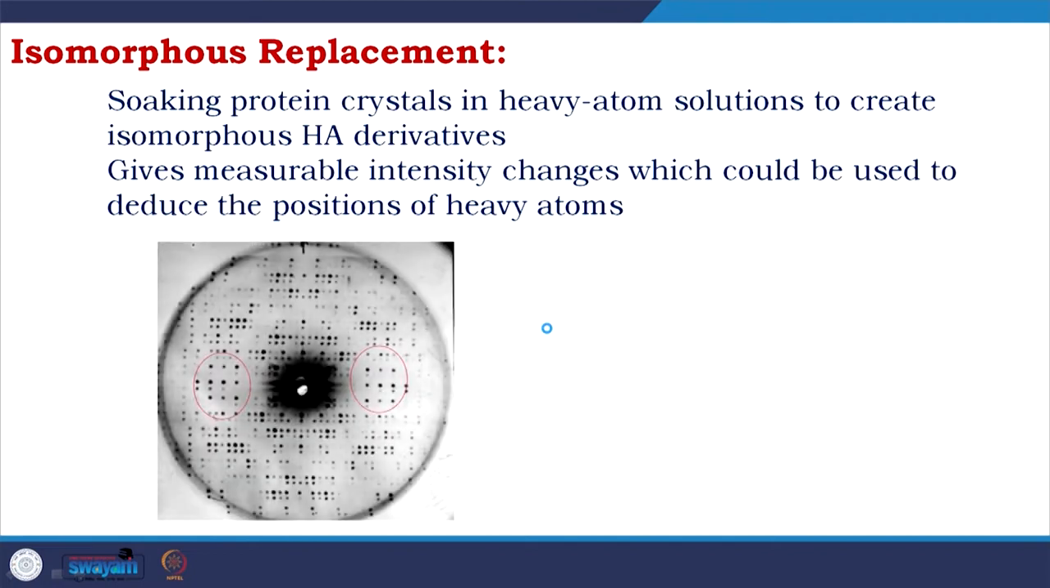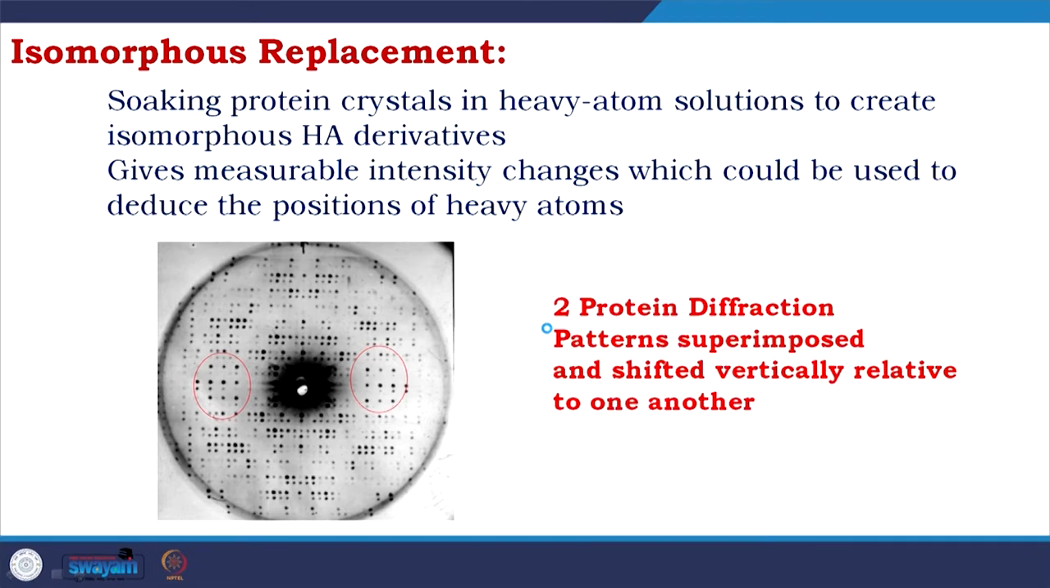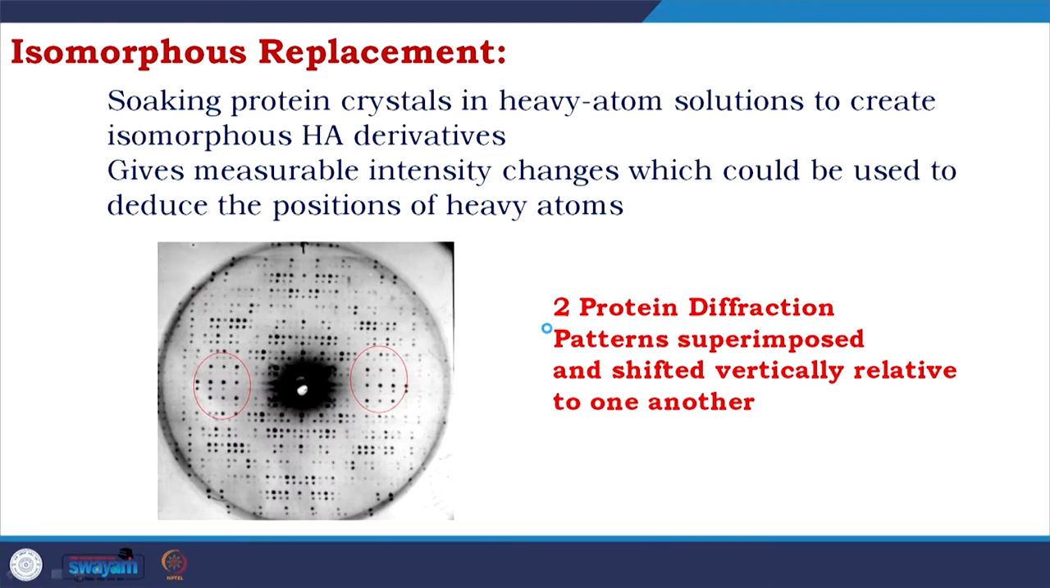And if you see, you will see that there are shifts. So, what is this picture? I showed this diffraction pattern in the last class also. Here, one protein beta lactoglobulin and the same protein with a mercury derived crystal. So, one is the native crystal, one is the mercury added crystal, both data collected and merged. Merged means superimposed. So, two diffraction patterns, one is the native protein, another is the mercury added protein, superimposed, and we could see the shift of the peaks vertically relative to one another, and we could also see the change of intensity very easily. So, this tells that by addition of heavy metal, changes have happened.